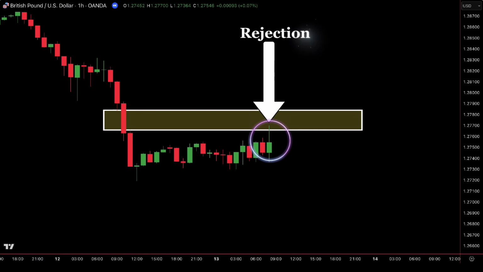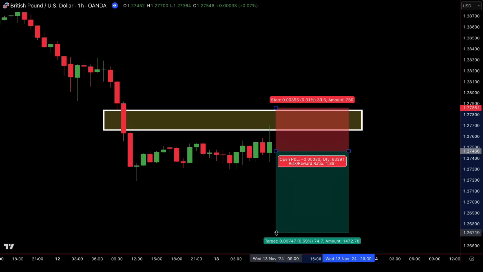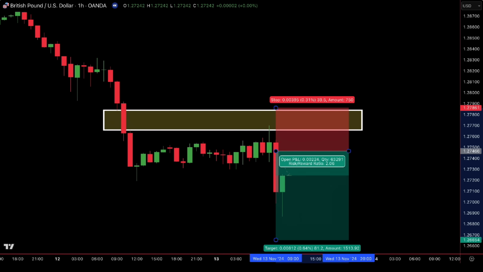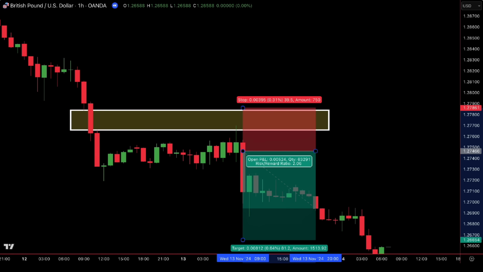As you can see, the market gets rejected immediately. That's our entry signal. We place the entry at the close of the rejection candle. Stop loss goes just above the zone and the target, the next support level. Ideally, the reward should be at least twice the risk, giving you solid risk-reward alignment. Look at what happened next. As you can see, the market went down after this pullback.